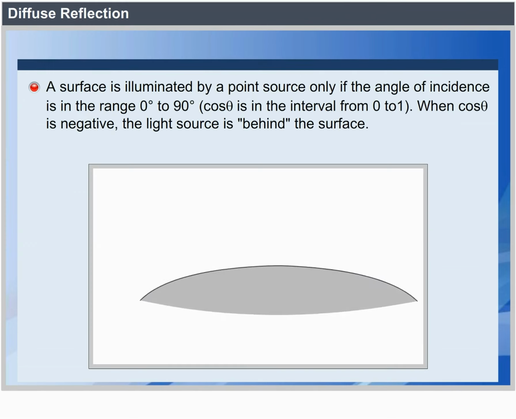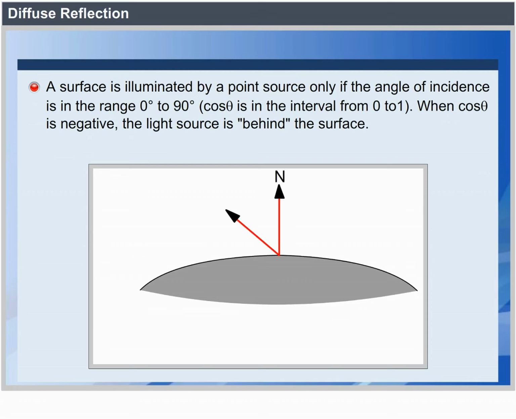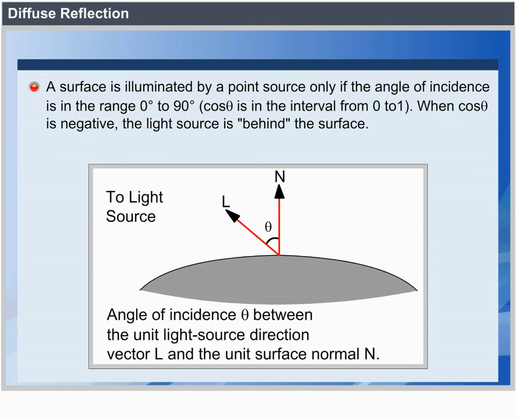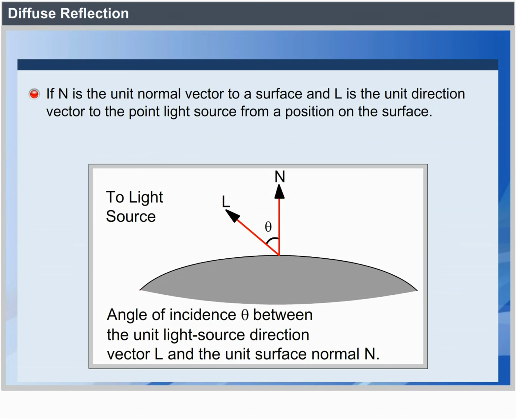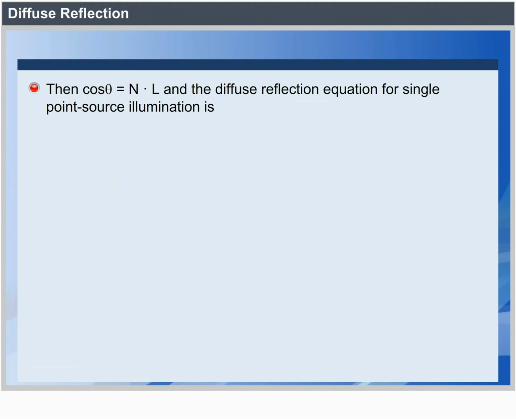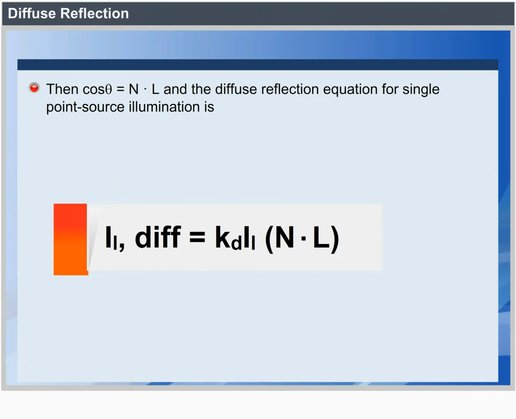A surface is illuminated by a point source only if the angle of incidence is in the range of 0 to 90 degrees. Cos theta is in the interval from 0 to 1. When cos theta is negative, the light source is behind the surface. If N is the unit normal vector to a surface and L is the unit direction vector to the point light source from a position on the surface, then cos theta equals N dot L, and the diffuse reflection equation becomes IL,diff equals KD IL (N dot L).